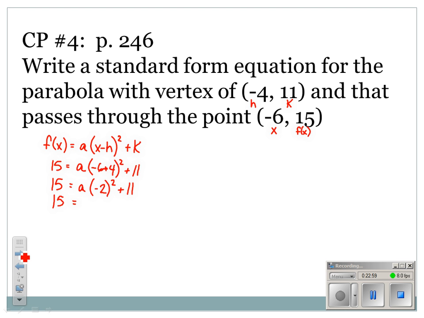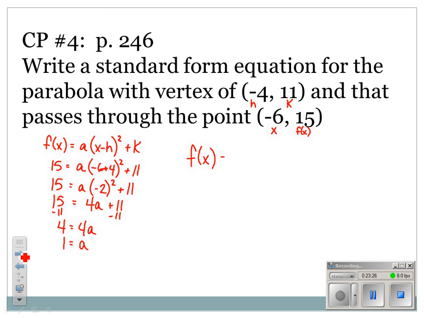So 15 equals 4a. Negative 2 squared is 4, plus 11. Move your 11 over. And now divide both sides by 4, and we get 1 for our a. So we're not going to have a shift or a stretch or shrink on this one. A is going to be a 1, so we won't even really see it. So let's put our function together.